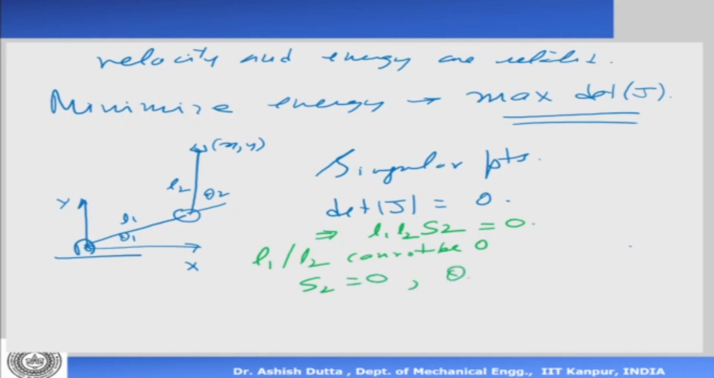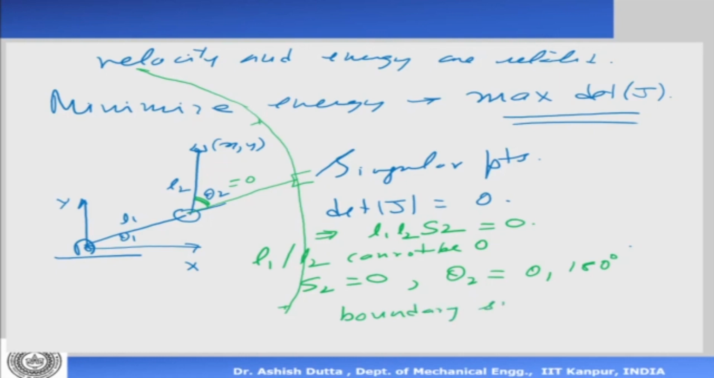Now if sine theta 2 is equal to 0, then theta 2 is equal to 0 or 180 degrees. That's the only two possibilities. That means when it is fully stretched like that, then theta 2 is equal to 0, and that's a singular position. Theta 1 is not in the picture, so it basically means that it will be a curve like this. So this is called the outside singularity, the boundary singularity.